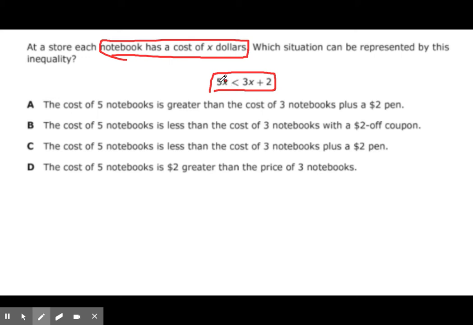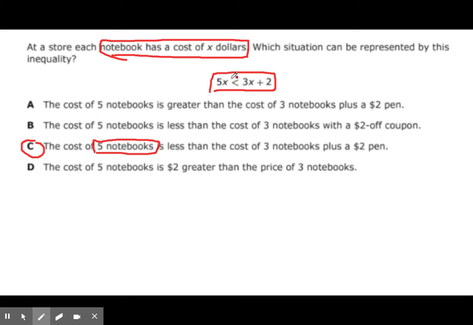So we need to take the 5, multiply it by the cost of a notebook, and it needs to be less than 3 times the cost of a notebook plus 2. Now this question should look familiar. You guys have seen this before, so I'm not going to spend a whole lot of time on this one. If I look at C, C says the cost of 5 notebooks. So 5 times the cost of 1 notebook.